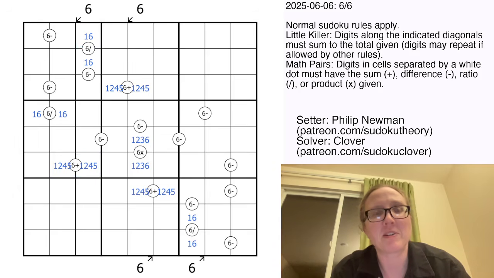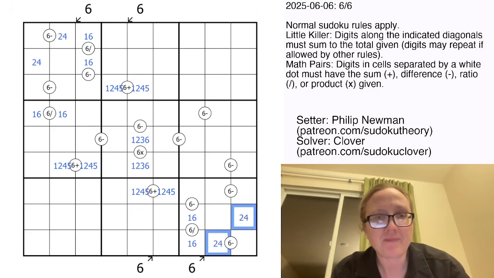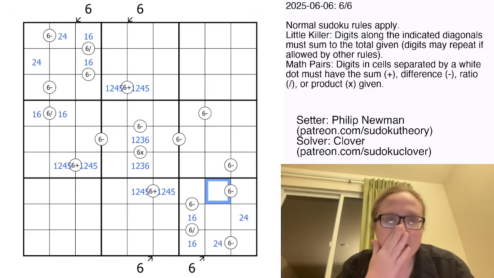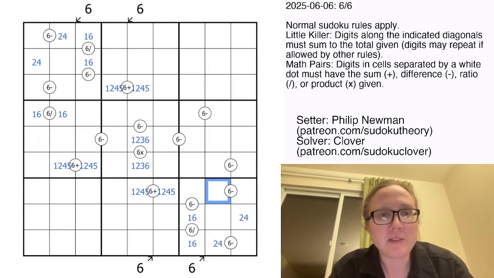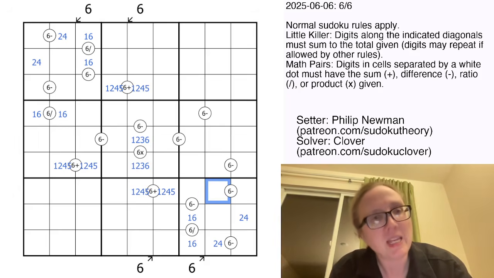We can also pencil mark some of these little killer clues. This has to be either 1 plus 5 or 2 plus 4, and because there is a 1-6 pair in the region, that's going to be 2 plus 4. Ditto down here. And let's start doing a little bit of Sudoku before we continue with the remaining clues, particularly those 6 minus clues and the longer little killers.